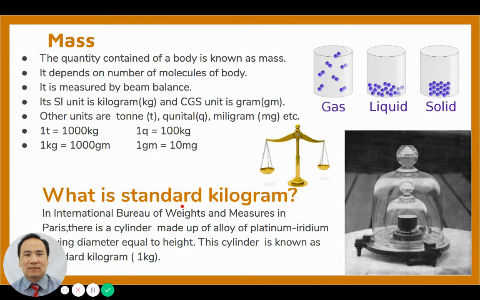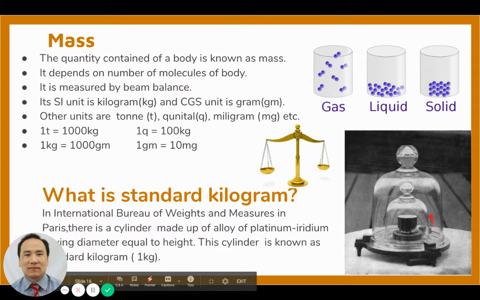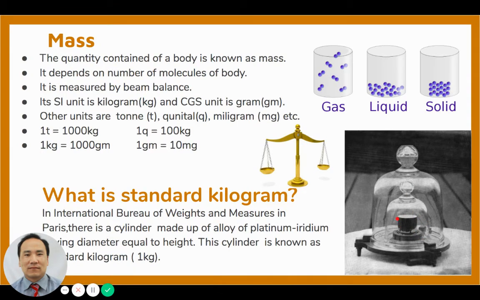What is standard kilogram or 1 kilogram? In the International Bureau of Weights and Measures in Paris, there is a cylinder. You can see a cylinder, and this cylinder has diameter and height equal. And this cylinder is known as 1 kilogram mass.